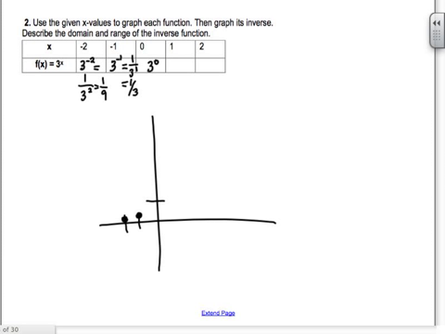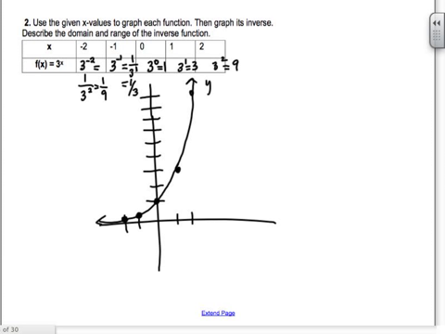The next one I have 3 to the 0. 3 to the 0 is 1. 3 to the 1 is 3. 3 squared is 9. So I have 0, 1, 1, 3, 2, 9. Okay, you end up with this. We talked about this before. This is y equals 3 to the x, kind of like y equals 2 to the x that we graphed before.